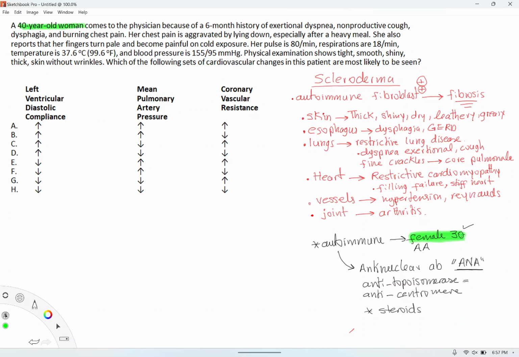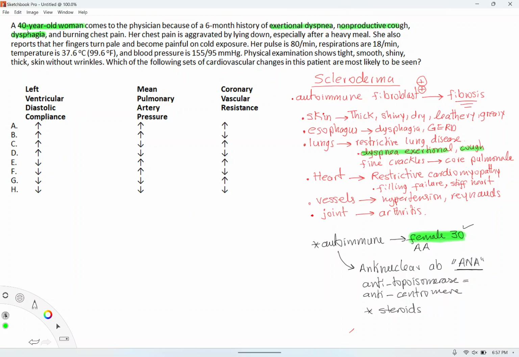Now we're suspicious. She comes to the physician because of a 6 months history of exertional dyspnea. There you go. Exertional dyspnea. Look at the lungs. We have a restrictive lung disease. We said dyspnea with activity. So the person who has restrictive lung disease will have dyspnea, shortness of breath, with exercise, jogging, walking upstairs, downstairs, walking miles, and they will have dry cough. In this question, let's see if non-productive cough is the same thing as dry cough. So yeah, they will have dry cough.